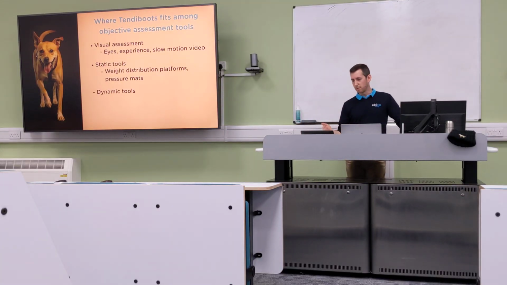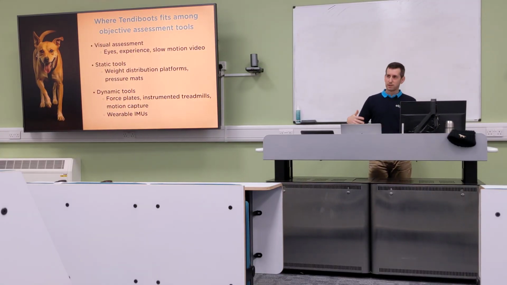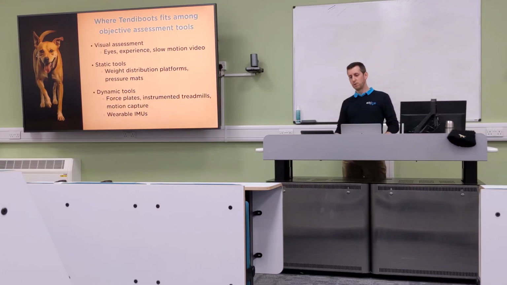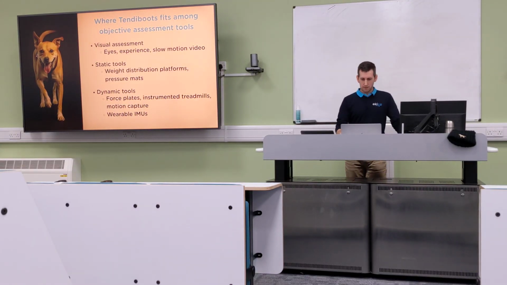And the last one is dynamic tools. So we have the force plate, instrumented treadmill, motion capture, and wearable IMU. So the last category is what you will usually see as an objective measurement tool in daily practice, because this is what is the most easy to use in daily life, except from the visual assessment that everyone has now. Everyone has eyes, and with slow motion video on the smartphone now it's quite easy. But we will focus more on the last part.